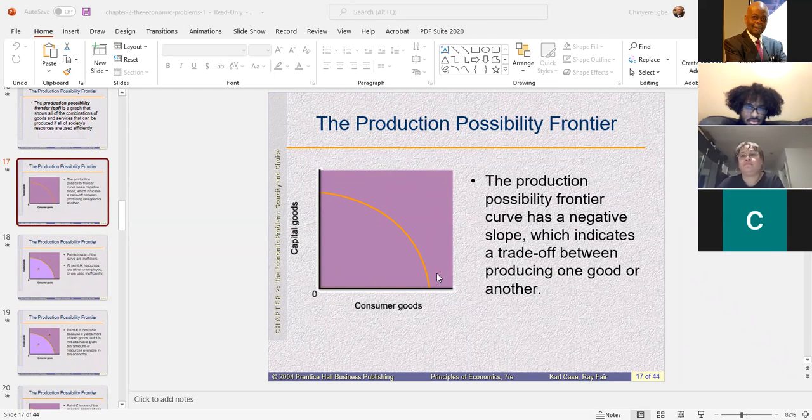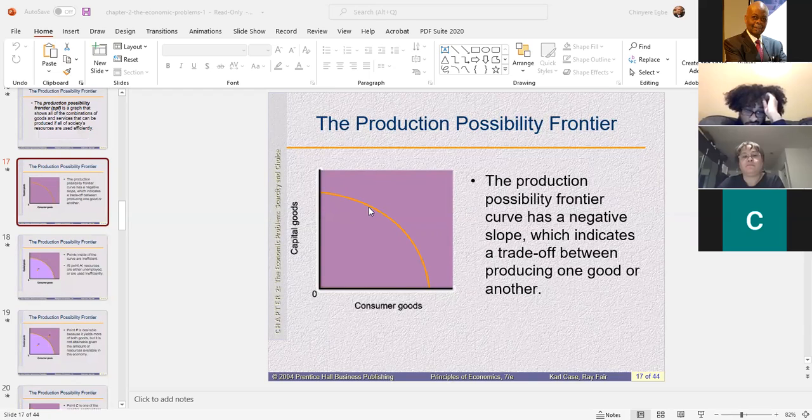And so, as in this example that you see here, you have consumer goods, you have capital goods. You can spend all your resources producing capital goods, but then you will have nothing to show for it. And if you try to spend all your resources producing consumer goods, you will need capital goods, and you will not be able to produce the consumer goods. All right, and so this is why we have a production possibility frontier.